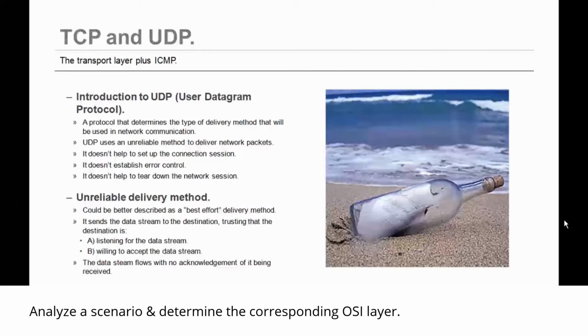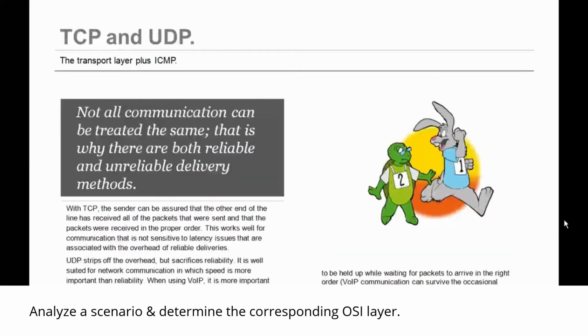It sends the data stream to the destination, trusting that the destination is A, listening for the data stream, and B, willing to accept that data stream. The data stream flows with no acknowledgement of it being received. That's how UDP works.